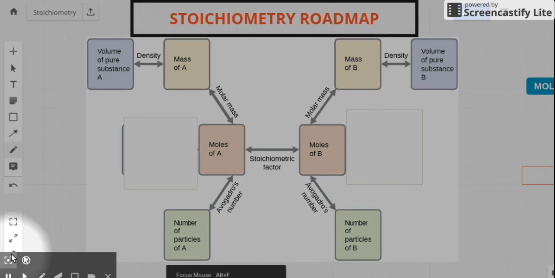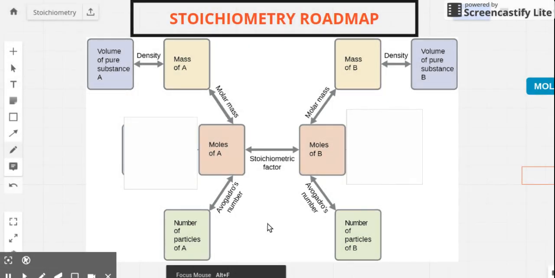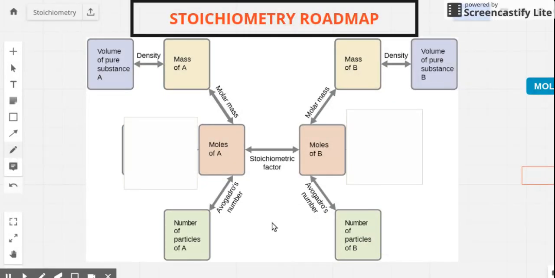So please remember this roadmap. I hope that you'll be able to use this when we do calculations later on.